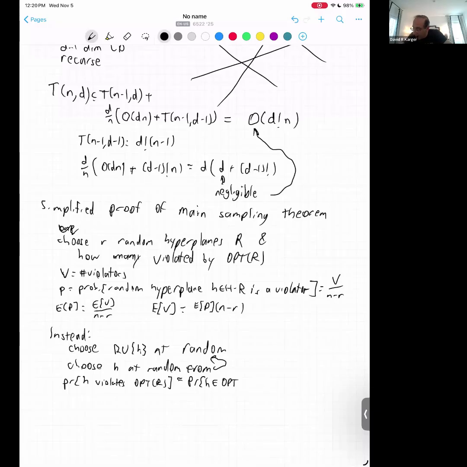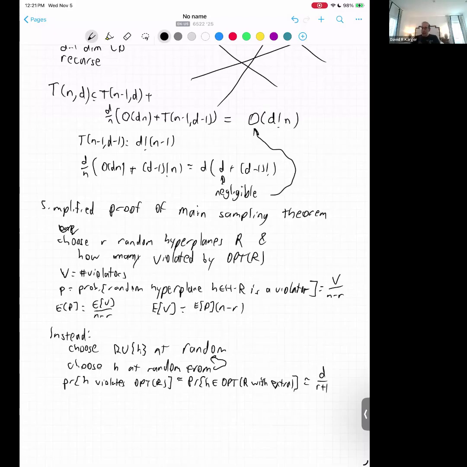Sorry, that doesn't actually make sense symbolically. Let me say R with the extra, right? So the only way to get a hyperplane that violates is to take away one of the hyperplanes that defines the optimum of the whole thing, right? And so that probability is only D over R+1.